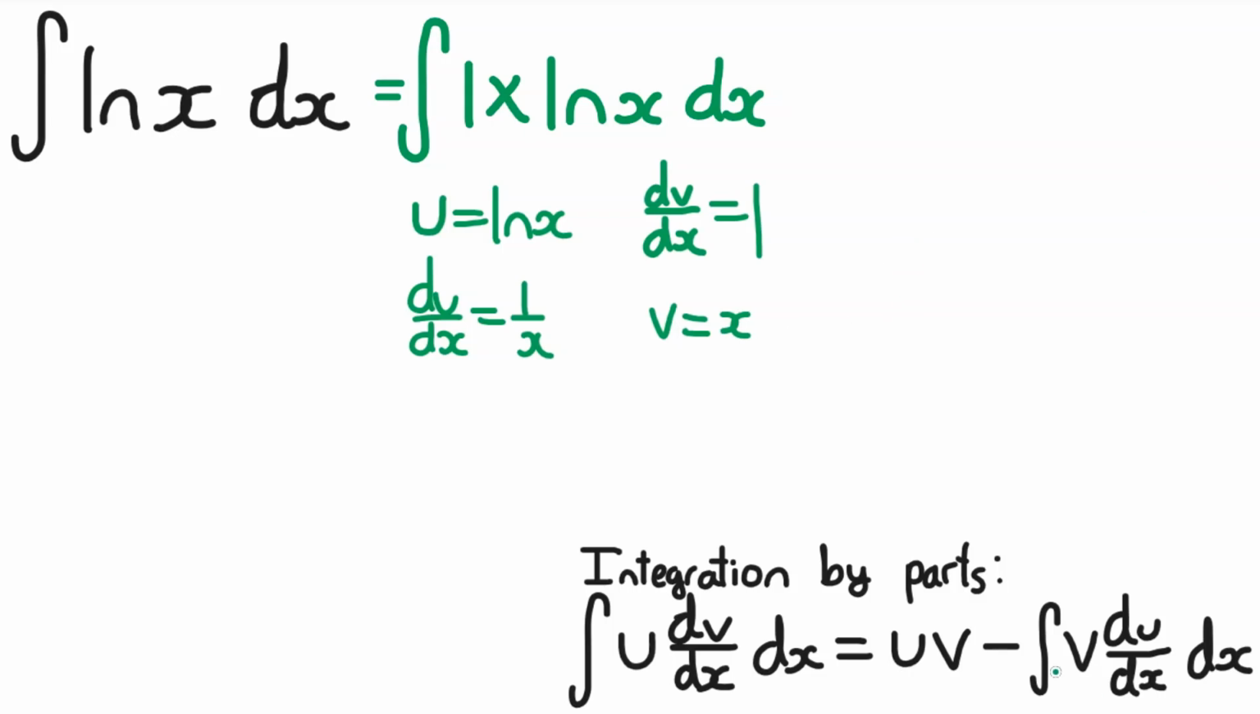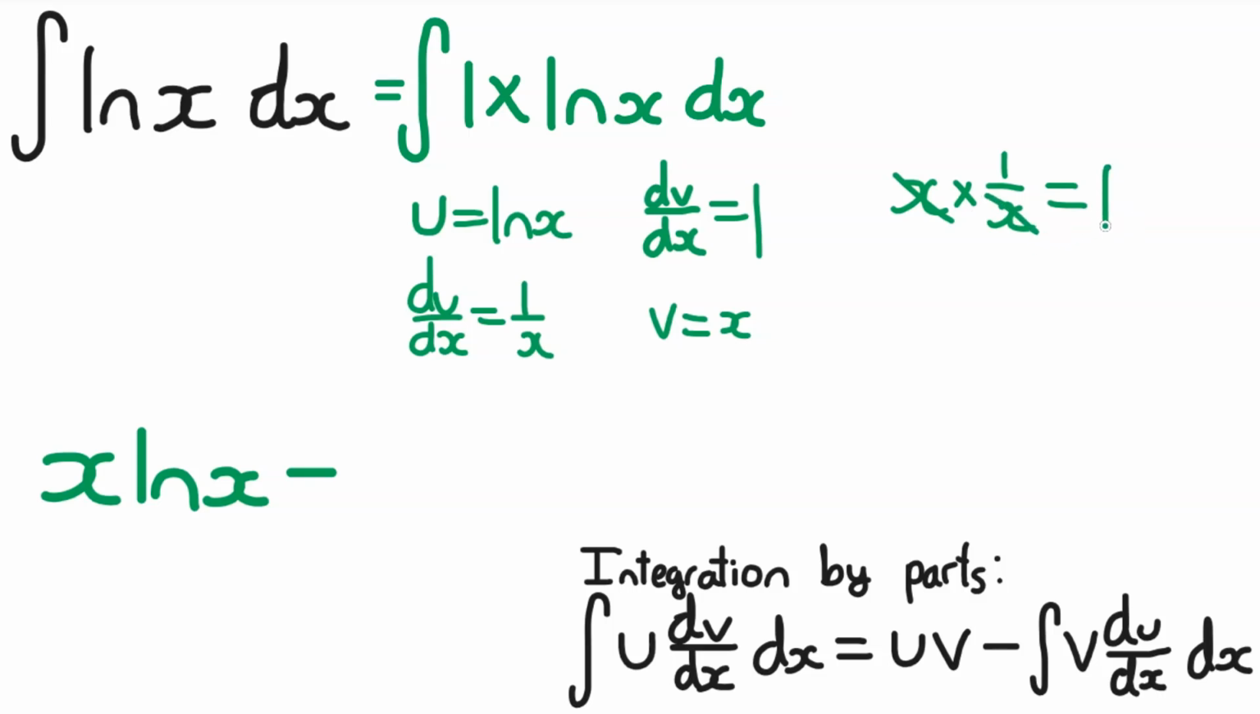So if we use the formula for integration by parts, it's going to be uv, so u is the natural log of x and v is x, so uv is x natural log of x, and then minus the integral of v multiplied by du over dx. So v is x and du over dx is 1 over x. That means v du over dx is x multiplied by 1 over x, and this x is going to cancel out with this x here, and it's just going to leave us with 1. So it's minus the integral of 1 dx, like this here.